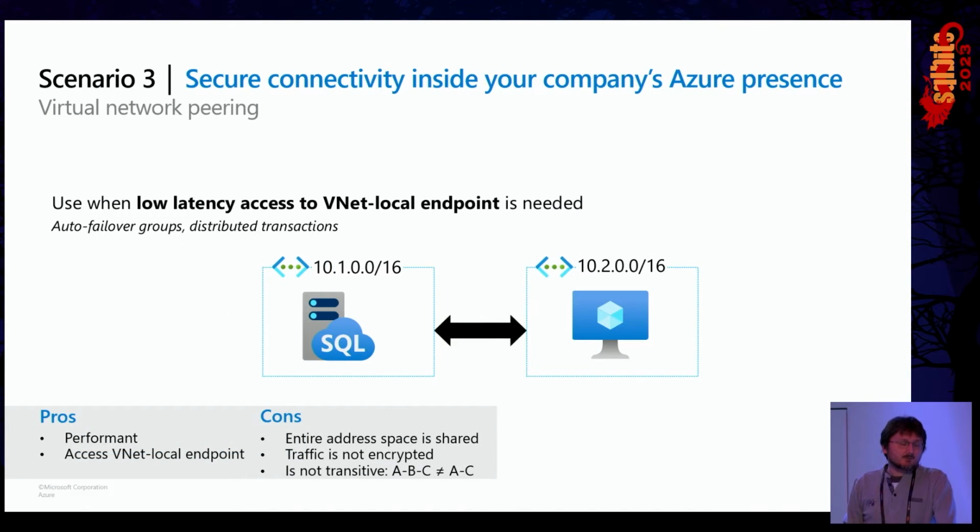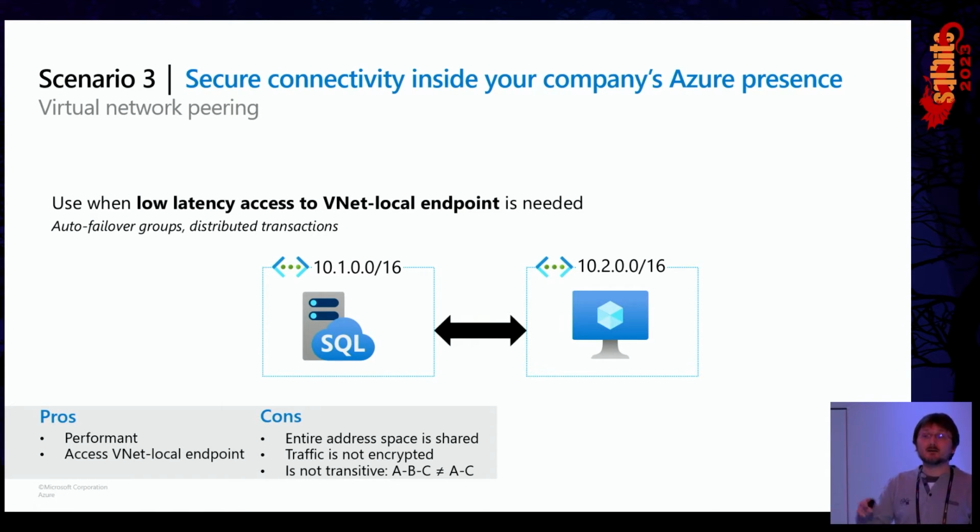In peering, you would typically use peering when you need low latency access to the VNet-local endpoint. So replication, autofailover groups, distributed transactions, you'll typically want to use peering. I've listed the pros here, performance and access to VNet-local endpoint. There are some cons. The entire address space has to be shared.